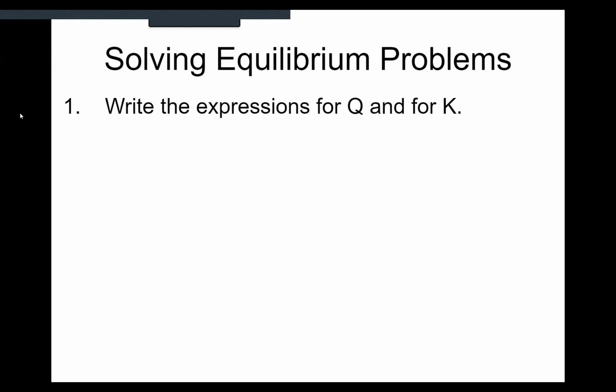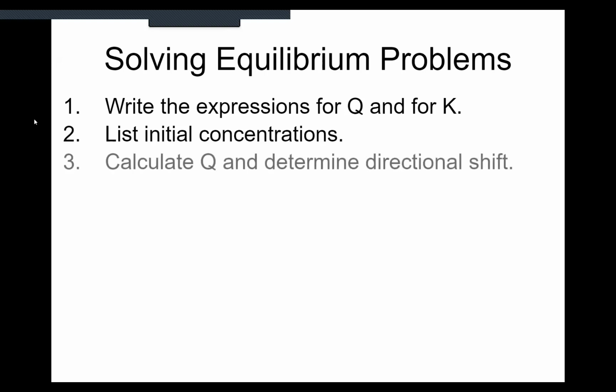So the first thing we'll do when solving an equilibrium problem is write expressions for the reaction quotient Q and for the equilibrium constant K. Next, we'll list out the initial concentrations. We'll calculate a value for the reaction quotient Q, compare it to K to determine the directional shift, either left or right.